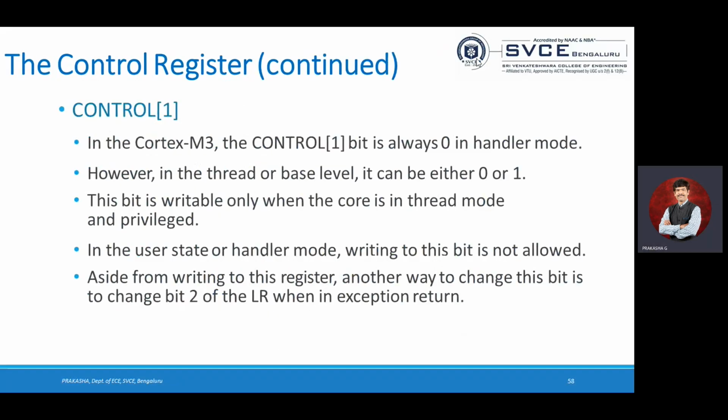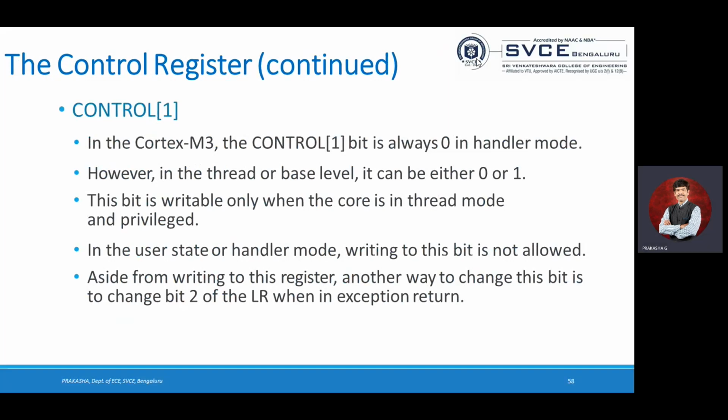In the Cortex M3, the control 1 bit is always 0 in handler mode. However, in the thread or base level, it can be either 0 or 1. By default it is 0, but in thread level it can be 0 or 1. This bit is writable only when the core is in thread mode and privileged. In the user state or handler mode, writing to this bit is not allowed. You cannot go for it.